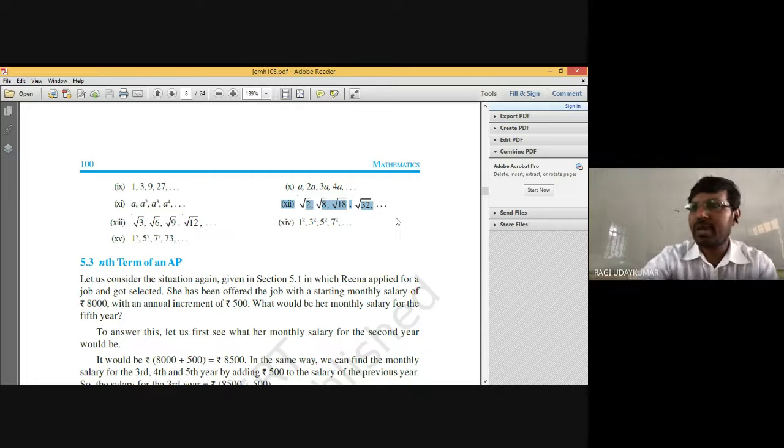Simple problems, that's why I'm not explaining on the board. Just orally, if I explain to you, you can do it. Okay? And next question here, it is given to you root 3, root 6, root 9, root 12. No, sir, it is not, because root 6 minus root 3, root 6 minus root 3 only. You cannot simplify it. Root 9 minus root 6, no. So it is not arithmetic progression. This one also not an arithmetic progression. This one also not an arithmetic progression.